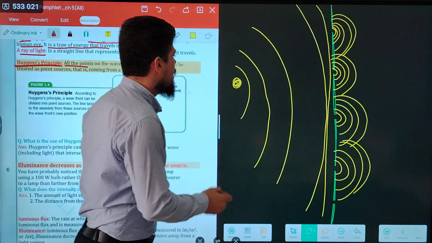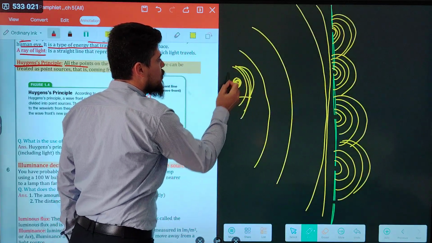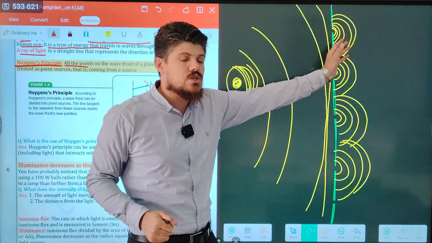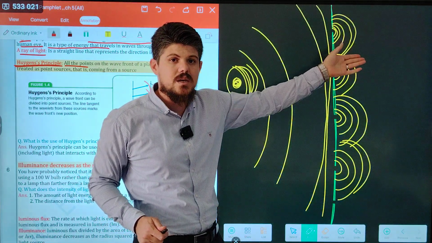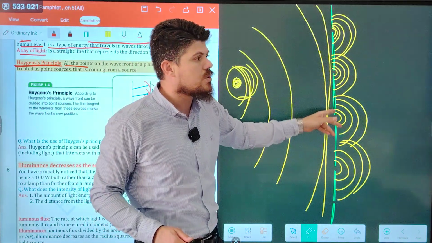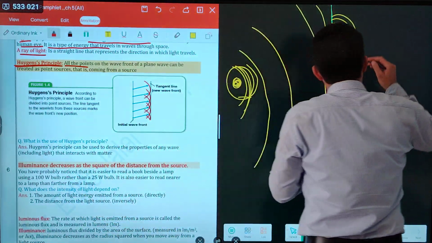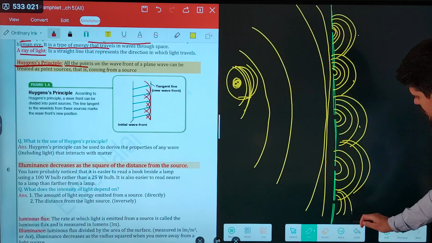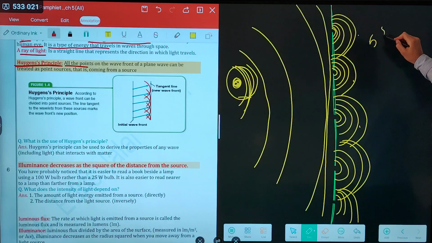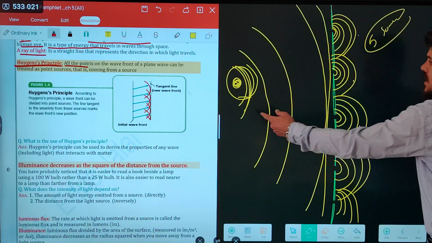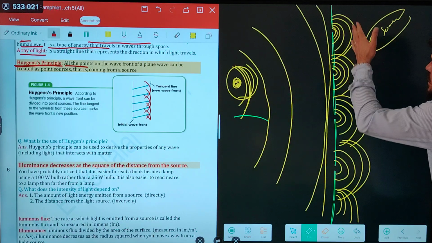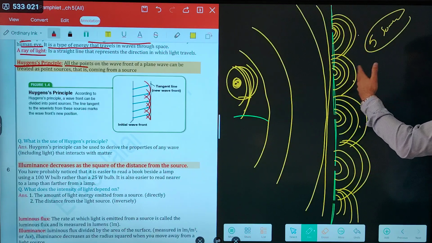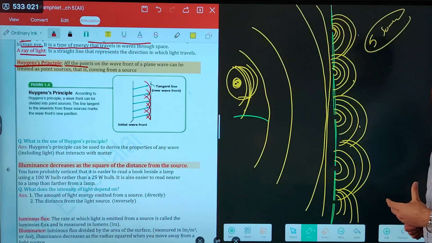Okay? Now, at first, how many sources did we have? 1. But each point of the wavefront, when passed through the slits and the holes, acts as a point source. Now how many sources do we have? 1, 2, 3, 4, 5. 5 sources. But actually, we had only one source. But each point on the wavefront acts as a wave source when passed through the slits.